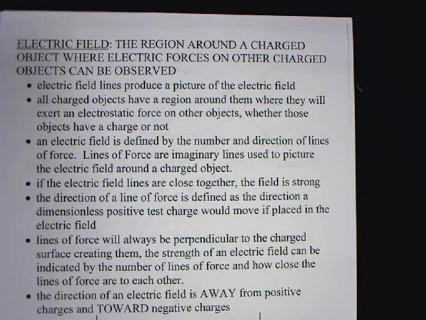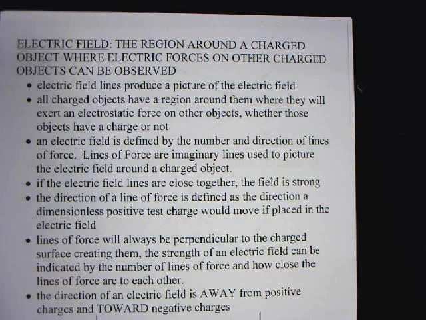Today's lesson has to do with electric field. So what is an electric field? An electric field is a region around a charged object where the electric forces on other objects can be observed. Can we see electric fields? No, but we know that they exist. But it's not something that we can see.